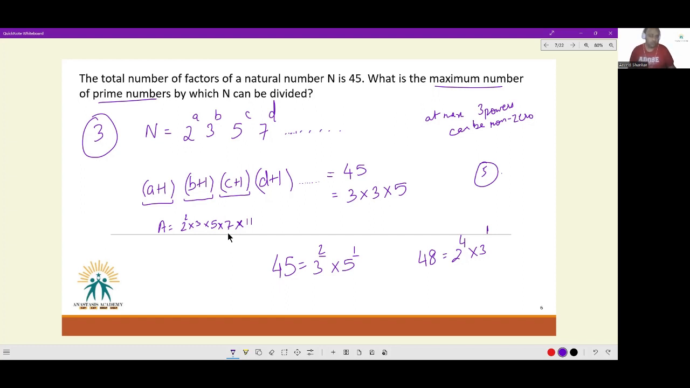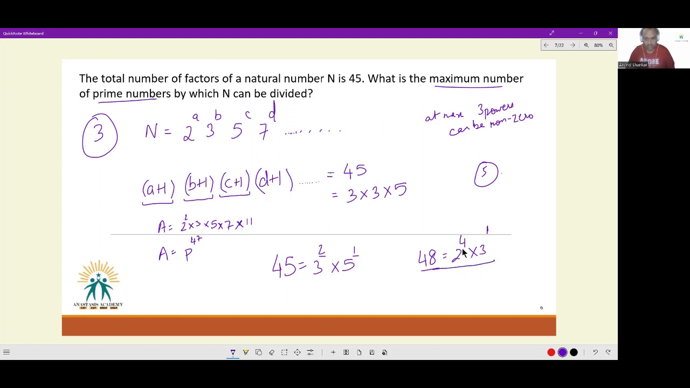In case you want to turn it around and ask what is the minimum number of prime numbers that n can be divided by, it is simple. Minimum number will always be 1. You can always have A as a prime number raised to, let's say if we were working with 48, a prime number raised to the power 47. Every number is always divisible by at least one prime number. The maximum number of prime numbers it can be divided by is given by the total number of factors.